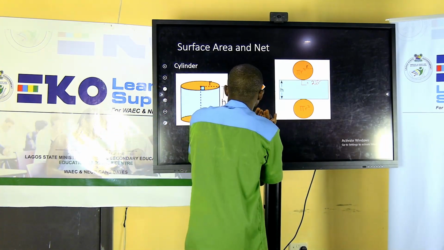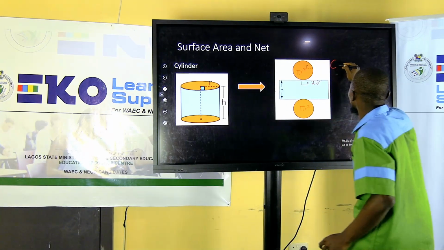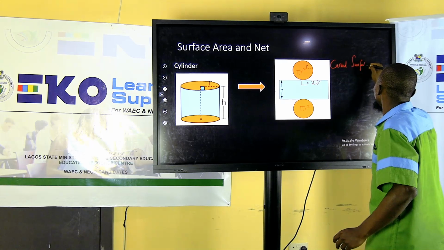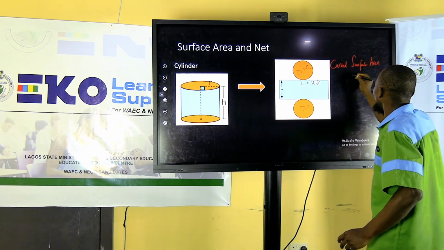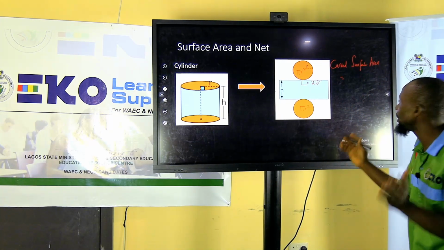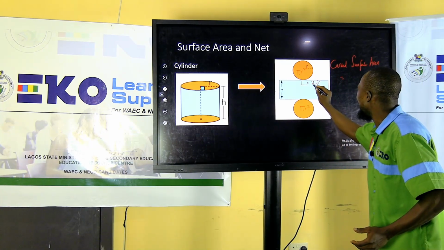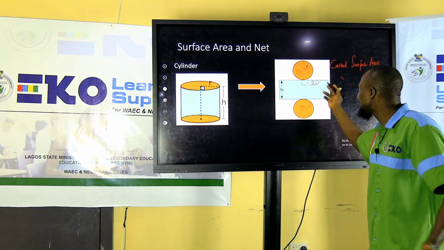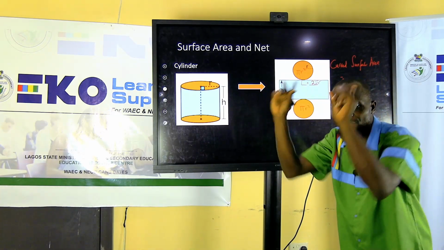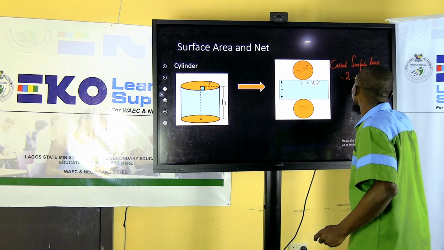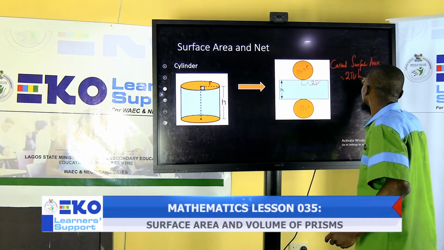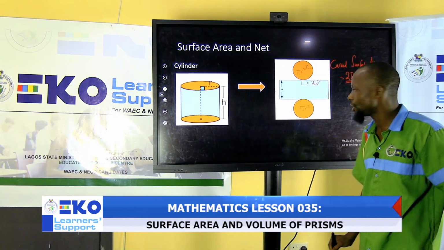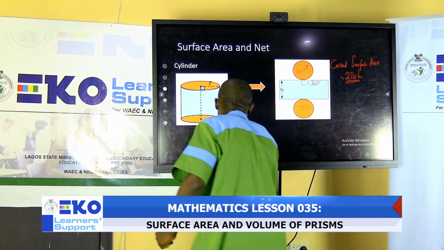So in that case, we say that the curved surface area of a cylinder is what? Length times height. That's the area of the rectangle. Length times the height. But the length has become what? Circumference, which is 2 pi r times the height. So the curved surface area of the cylinder is what? 2 pi r h.